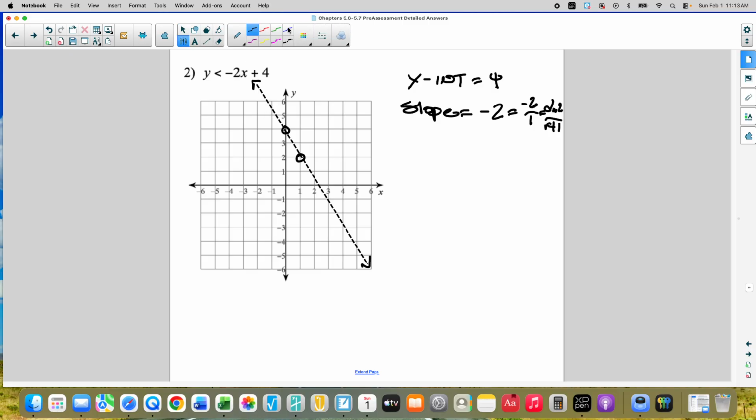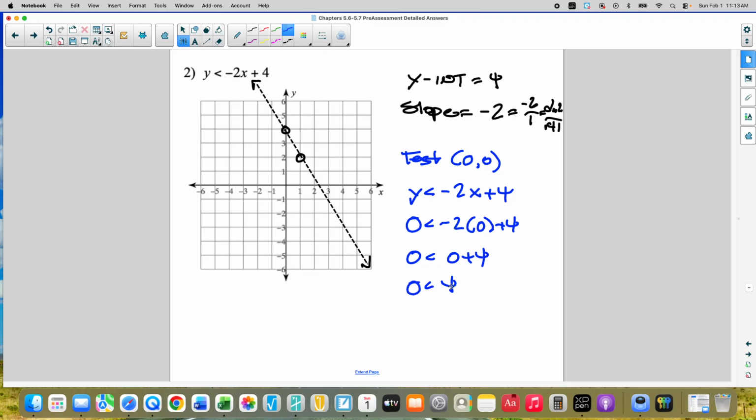I'm going to test a point. I'm going to test the point 0, 0 into this equation. Y is less than negative 2x plus 4. My y value is 0. My x value is 0. 0 less than 0 plus 4 is 0 less than 4. That is true. 0 is less than 4. So this point, 0, 0, is a true value, so it's a solution. So I'm going to shade this side of the boundary to represent all of the solutions.